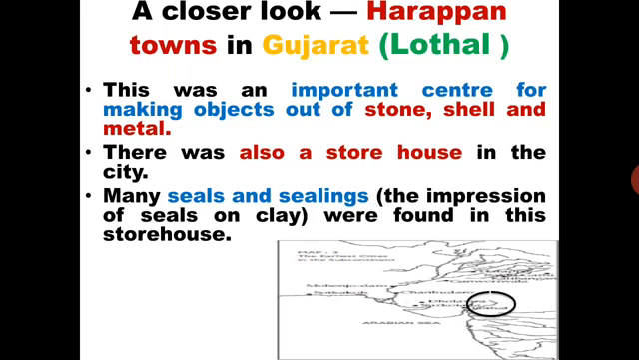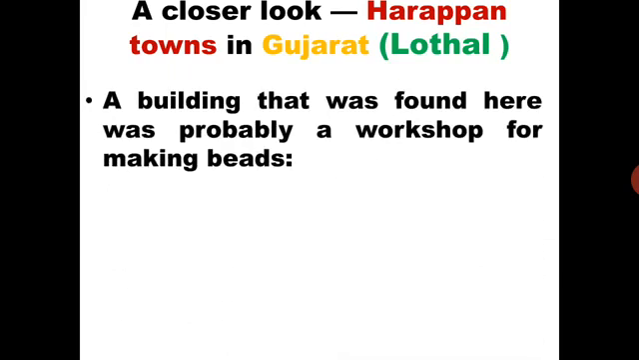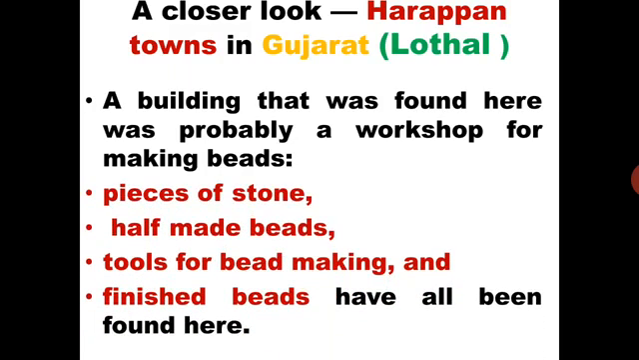So this is Lothal city. A building found here by the archaeologists was probably a workshop for making beads, because they found pieces of stones, half-made beads, tools for bead making, and finished beads here. So from this finding, the archaeologists thought that this building was most probably a workshop for making beads.